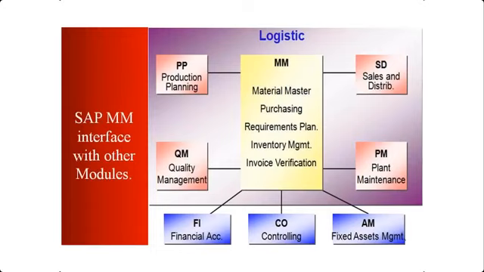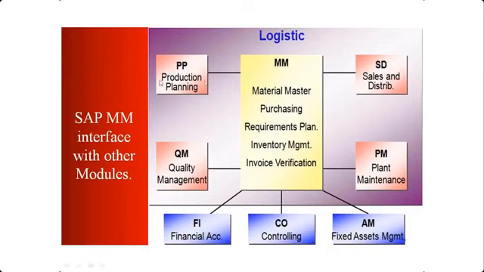Also, SAP MM is basically interfaced with the other modules. What that means is SAP MM is linked to the other modules of SAP. For example, SAP MM is linked to SAP SD. What is SD? Sales and distribution. That means if someone has created a sales order in the system, the requirement will be sent to SAP MM. So that's linked with SAP SD.